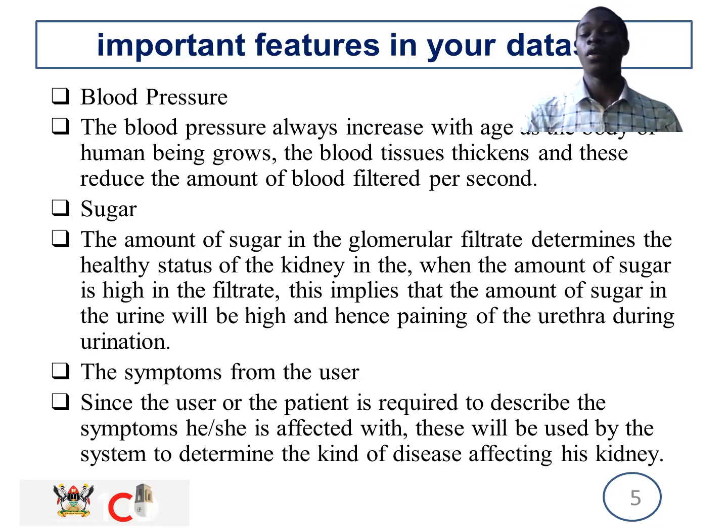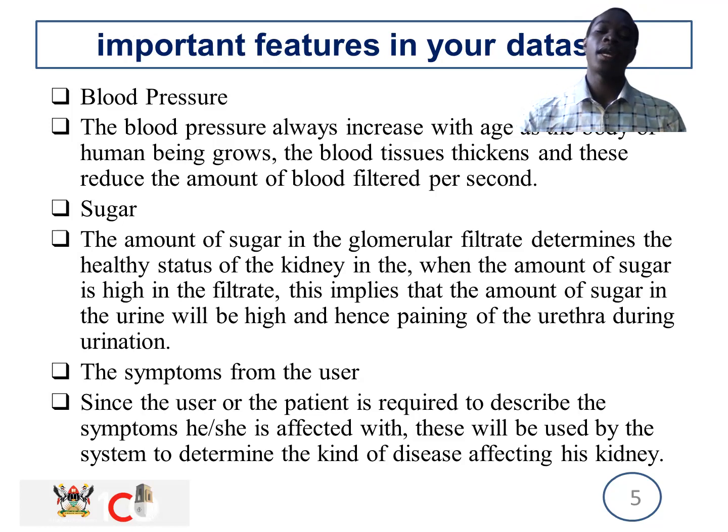Then sugar. The amount of sugar in the glomerular filtrate determines the healthy status of the kidney. When the amount of sugar is high in the filtrate, this implies that the amount of sugar in the urine will be high, and hence staining of the urethra during urination.